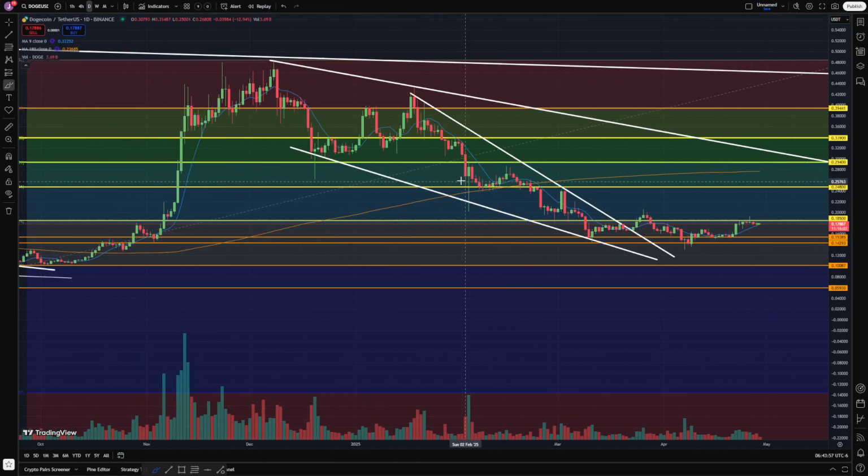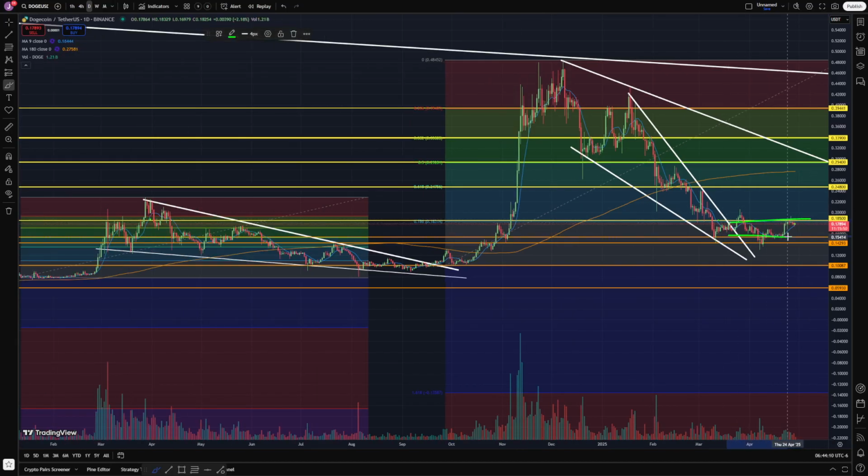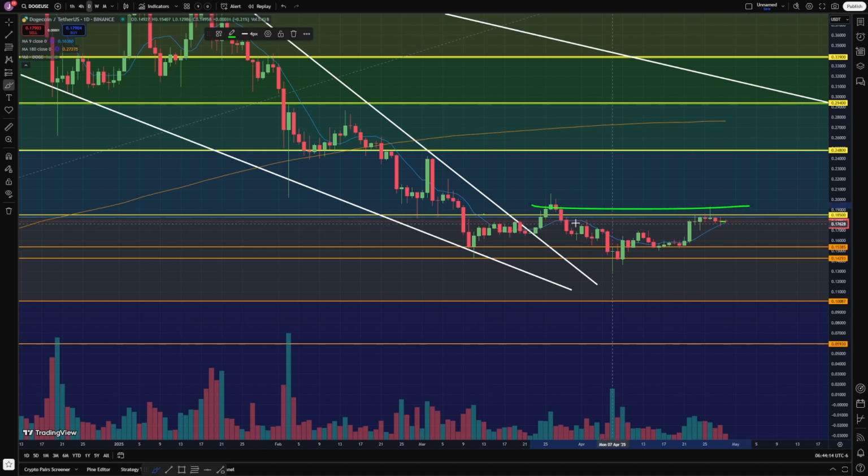Let me go back to the daily. We have a falling wedge. Broke that falling wedge to the upside. Like we did over here, we had to kind of go sideways for a while, then we can start going to the upside. We're kind of going sideways right now. If we can just continue to go sideways and consolidate, that's going to be a good sign in my opinion.